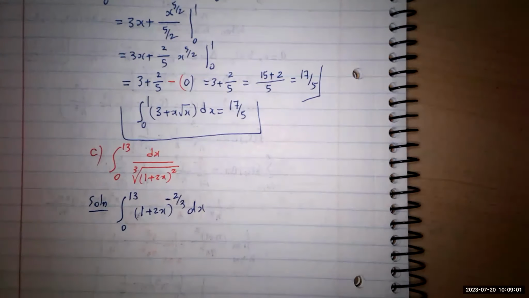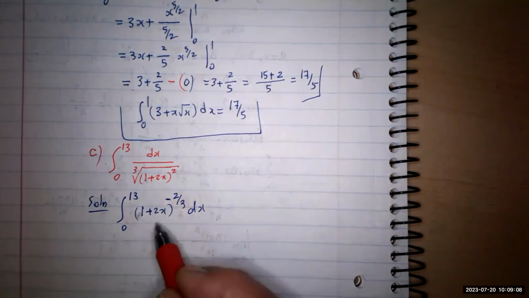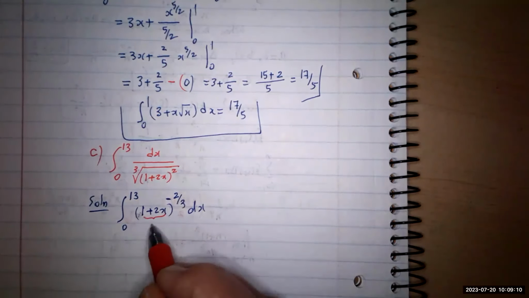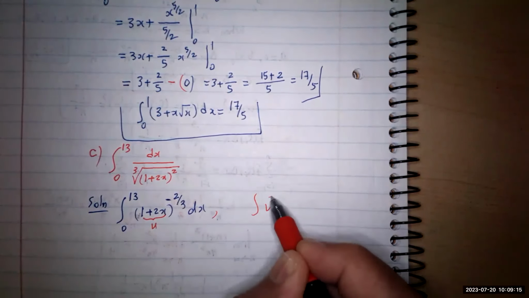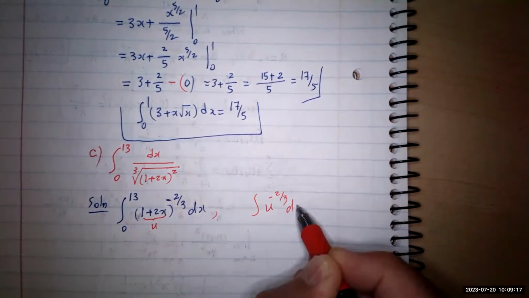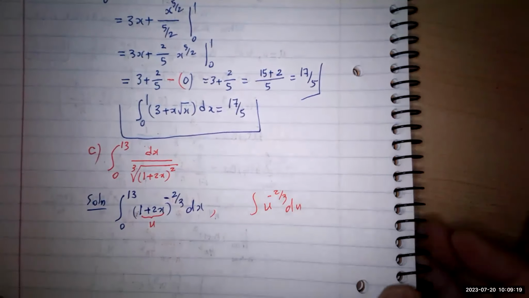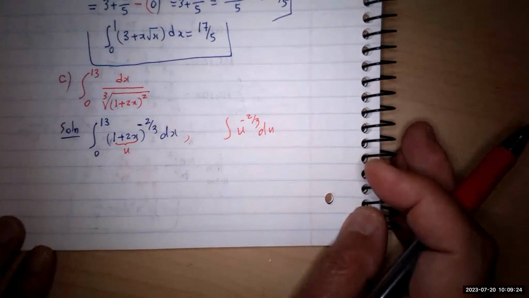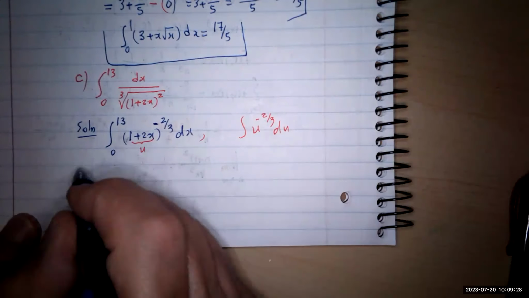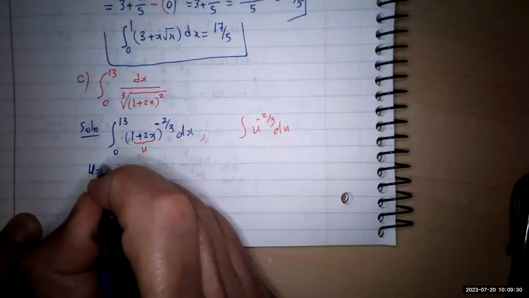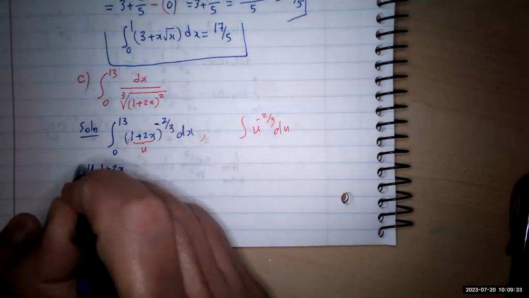Since there is a parenthesis raised to something, you have to use the substitution method. So for the substitution method, this is going to be u. Your target is going to be u to the negative 2/3 du. When you change it, you must arrive at this. Now the substitution. We do it as we did for the other one. So we get the u. u is 1 plus 2x.